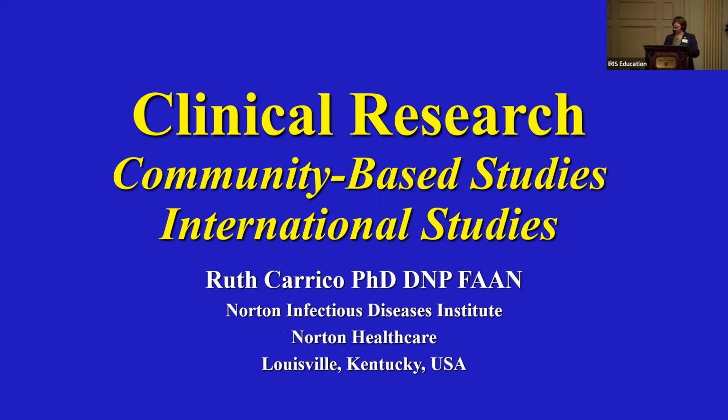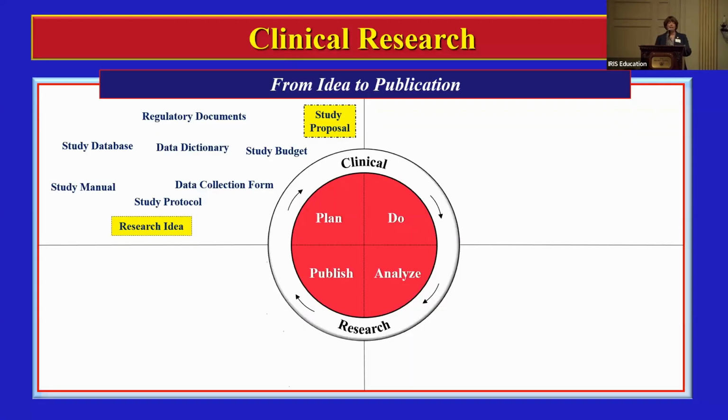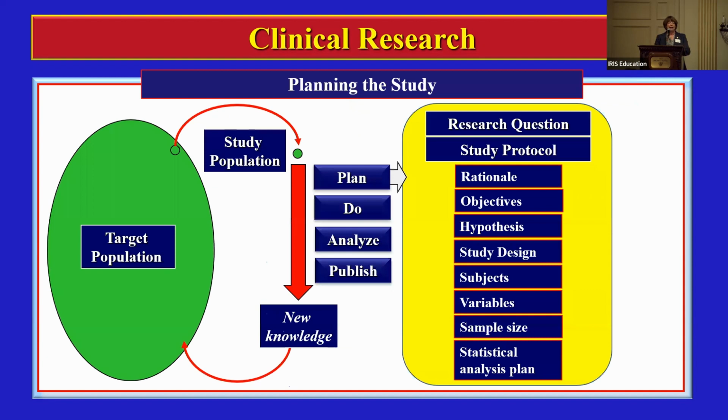So we'll talk a bit about community-based studies and international studies. Both of these types of studies have really emerged as important, and we've really seen the benefit and the critical nature of performing these types of studies. So we're still in the planning mode. We're still looking at how we're going to answer our research question. What is our population of interest? What is it that we are going to do then to bring benefit to society?